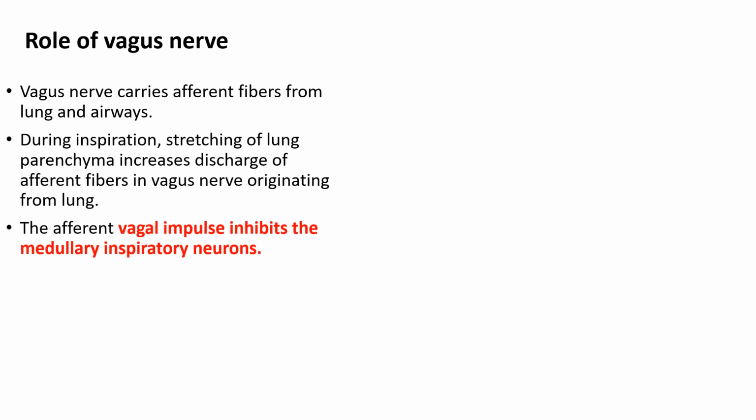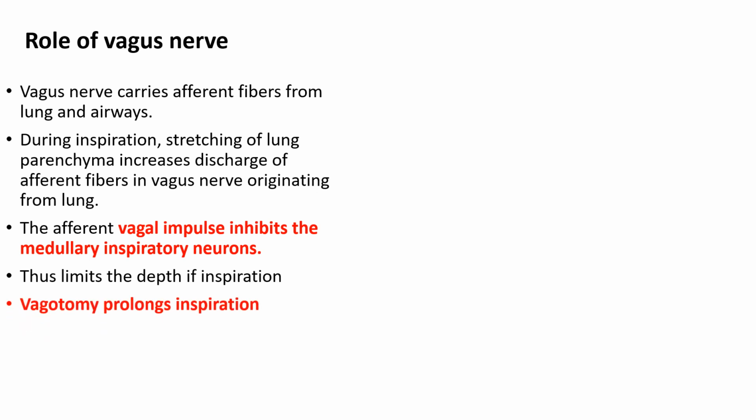And afferent vagal impulses inhibit the medullary inspiratory neurons. This limits the depth of the inspiration. So overstretch is controlled by the vagus nerve, which acts as the afferent nerve for that. Now, vagotomy prolongs the inspiration.